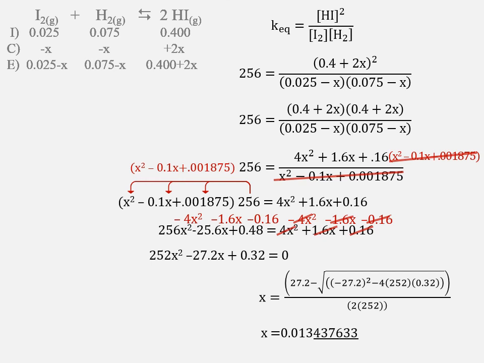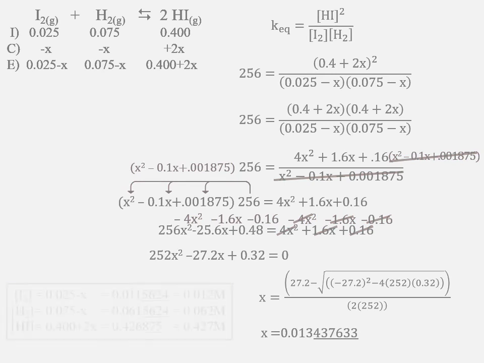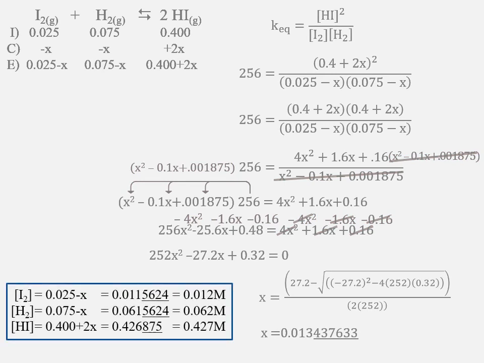Now that I have an x value, I go back to my equilibrium values and I sub that x value in. So I2 equals 0.025, subtract that x value, and that gives me 0.012 molar. H2 is 0.075, subtract x, which then gives me 0.062 molar. And HI is 0.4 plus 2 times the x value, which gives me then 0.427.